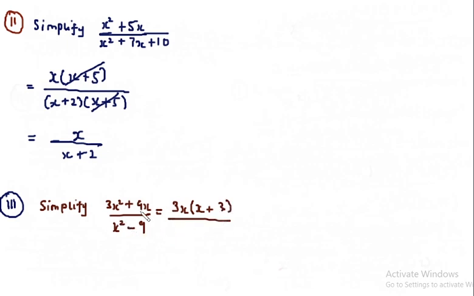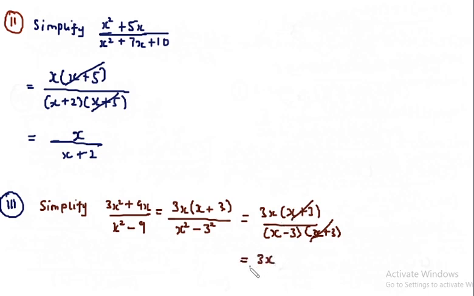If you look at this, this is a difference of two squares. So we can write x squared minus 3 squared. This is equal to 3x, open bracket, x plus 3, divided by x squared minus 3 squared, which is x minus 3, x plus 3. So if you look at the terms here, what can you cancel out? This one can cancel out this one, so that this is equal to 3x over x minus 3. We cannot do any further cancelling or factorization. So this is our final answer.